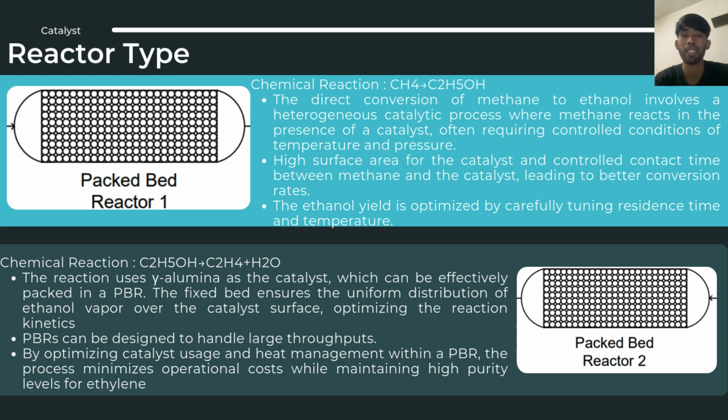For the second reaction, which is methanol to ethylene and water, we also use PBR. The reaction uses gamma alumina as the catalyst, which can be effectively packed in a PBR. The fixed bed ensures uniform distribution of ethanol vapor over the catalyst surface, optimizing the reaction kinetics. PBRs can be designed to handle large throughputs by optimizing catalyst usage and heat management within the PBR. The process minimizes operational costs while maintaining a high purity level of ethylene.